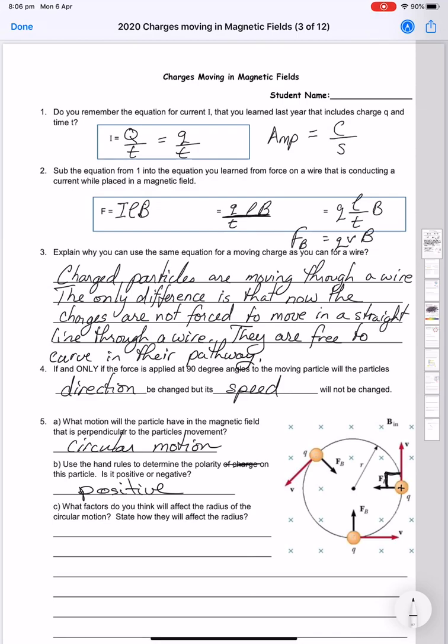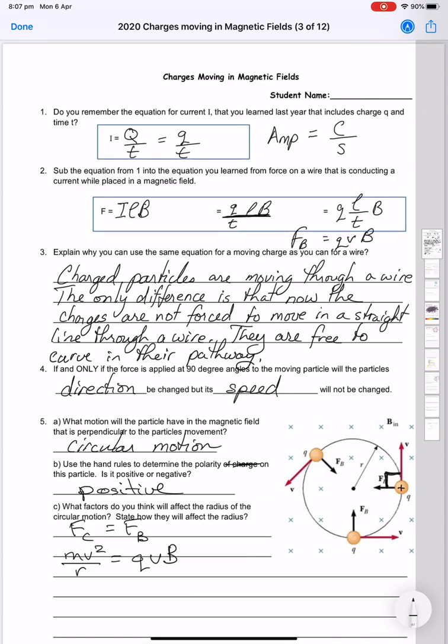What factors do you think will affect the radius of the circular motion? Again, this is where it's important to understand the forces that you've set equal to each other. So remember, centripetal force is a net force. What is the only force that is causing the centripetal motion? In this case, it's FB, so magnetic force. So what you're doing is you're setting the centripetal force equal to the magnetic force, and we write out the equations for these.